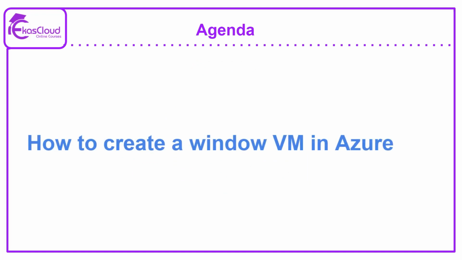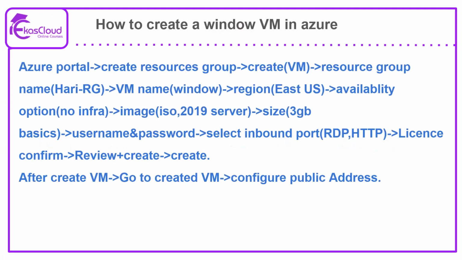In this particular video, we will learn how to create a Windows VM in an Azure account. In an earlier video, we saw how to create a Windows VM in VMware Workstation, but here it's how to create a Windows VM in an Azure account. Before entering the Azure portal, we have to see the path so it's easy to understand how to create it. First of all, go into the Azure portal and then create a resource group.